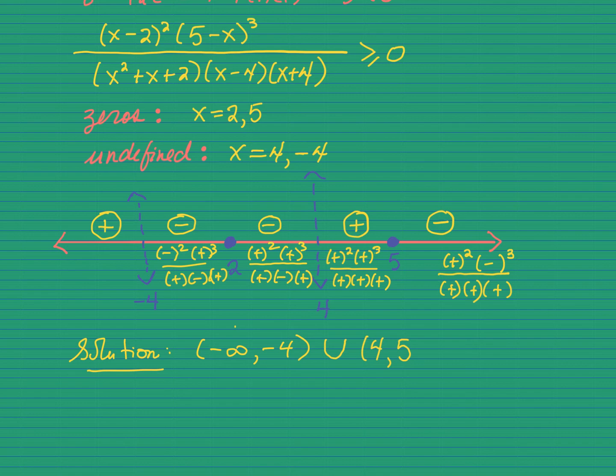And the reason I'm going to include the 5 is because that is a 0. And I wanted to know not just where this function was greater than 0, I also wanted to know where it was equal to 0. So I'm going to have a closed bracket there. And that's my solution.